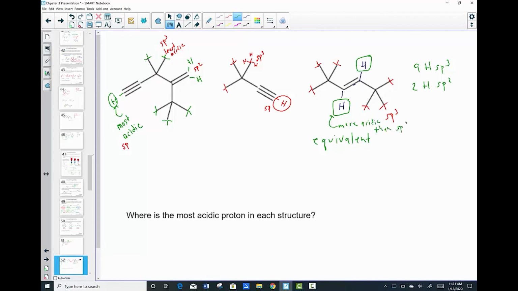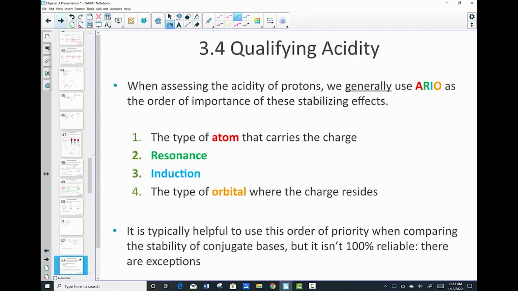Okay, hey, we've been working hard on ARIO, right? When assessing the acidity of protons, we generally use ARIO as the order of importance of stabilizing effects. And I want you to go right down the order. Look at the type of atom. If no decision can be made, go to resonance. And if no decision can be made, look to see if there's an induction effect. And then finally consider the orbitals. What is the molecular geometry? Is it linear, trigonal planar, or tetrahedral?